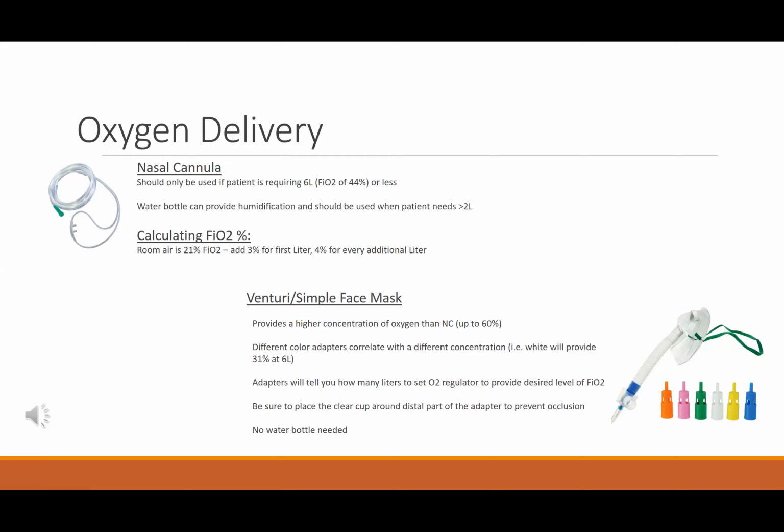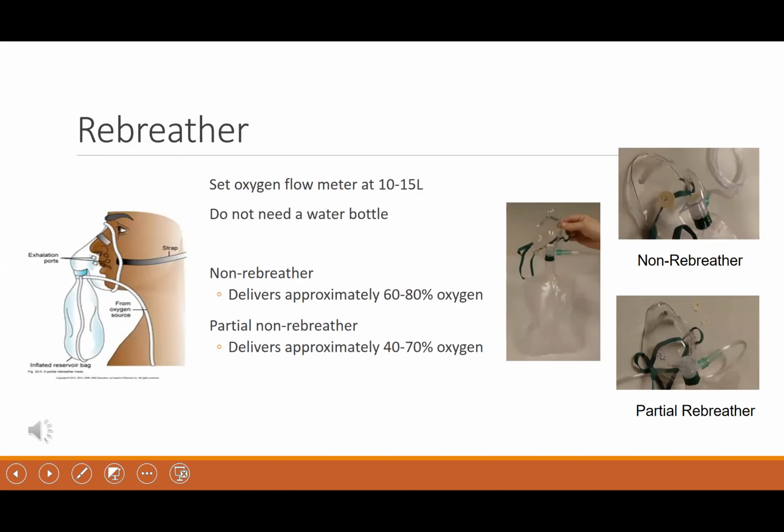Okay, so we've covered nasal cannula, Venturi and simple face mask. Next, we're going to move on to a rebreather. When I hear people talking about rebreathers, for the most part, what they're referring to is a non-rebreather. There is also a partial non-rebreather. This is the exact same piece of equipment.